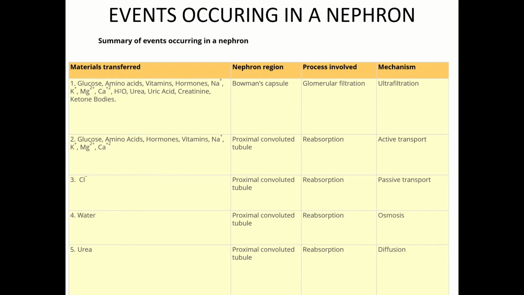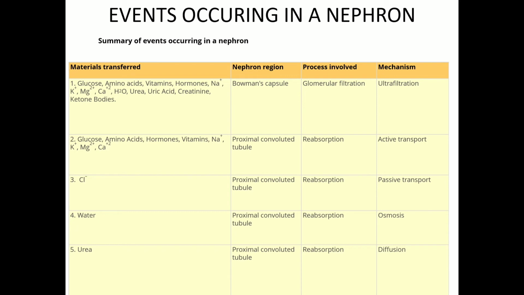In the first row: glucose, amino acids, vitamins, hormones, sodium ions, potassium ions, magnesium ions, calcium ions, water, urea, uric acid, creatinine, ketone bodies. These are the materials transferred. The part of the nephron is Bowman's capsule. The process involved here is glomerular filtration. The mechanism is ultrafiltration.